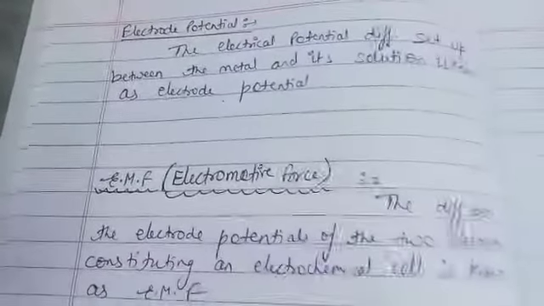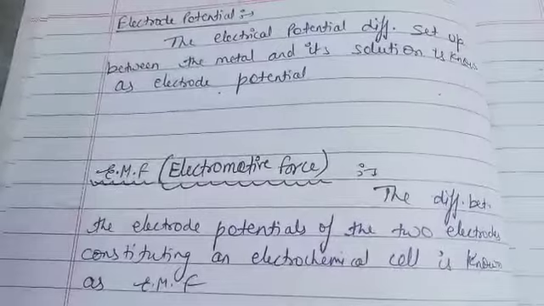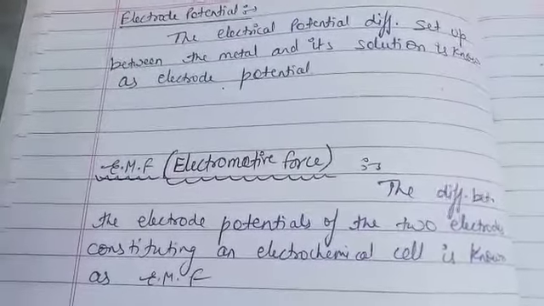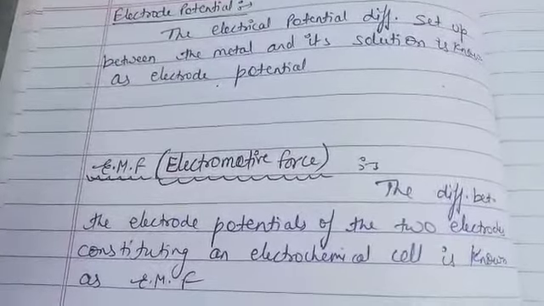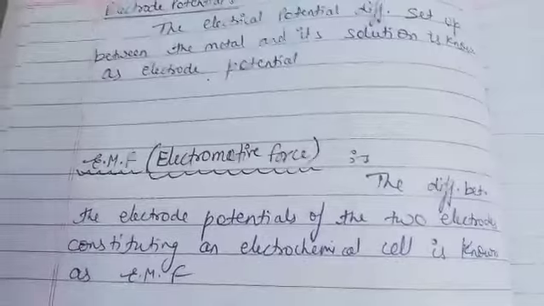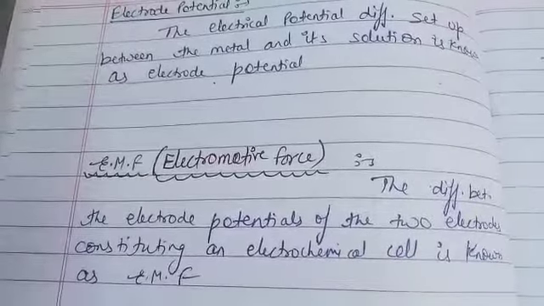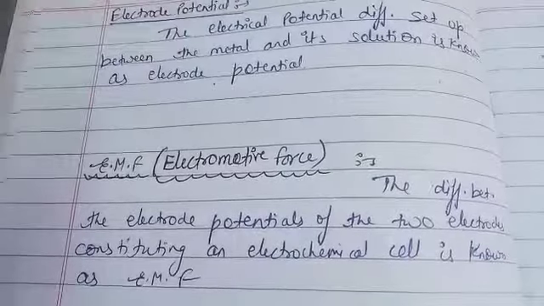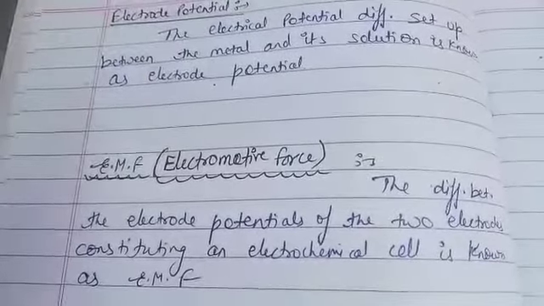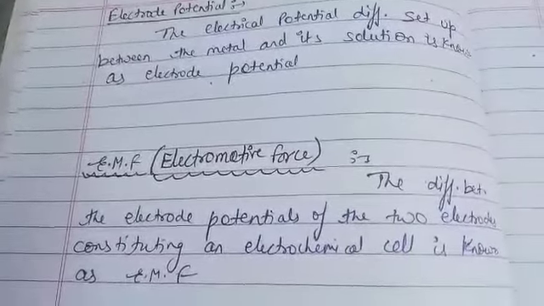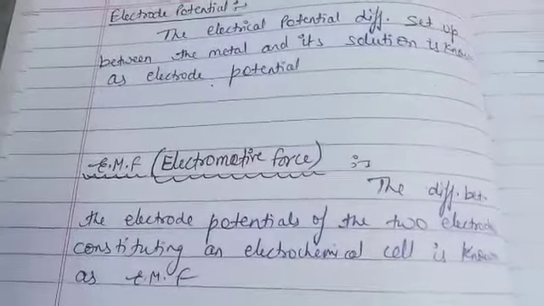Now the next thing we have is EMF, that is electromotive force. Simply, electromotive force is the difference between the electrode potentials of two electrodes. Obviously we have an oxidation half and a reduction half, so there is some difference in their potential, both are not equal. Whatever is the difference between the electrode potentials of two electrodes constituting an electrochemical cell is known as electromotive force, and that is represented by EMF.